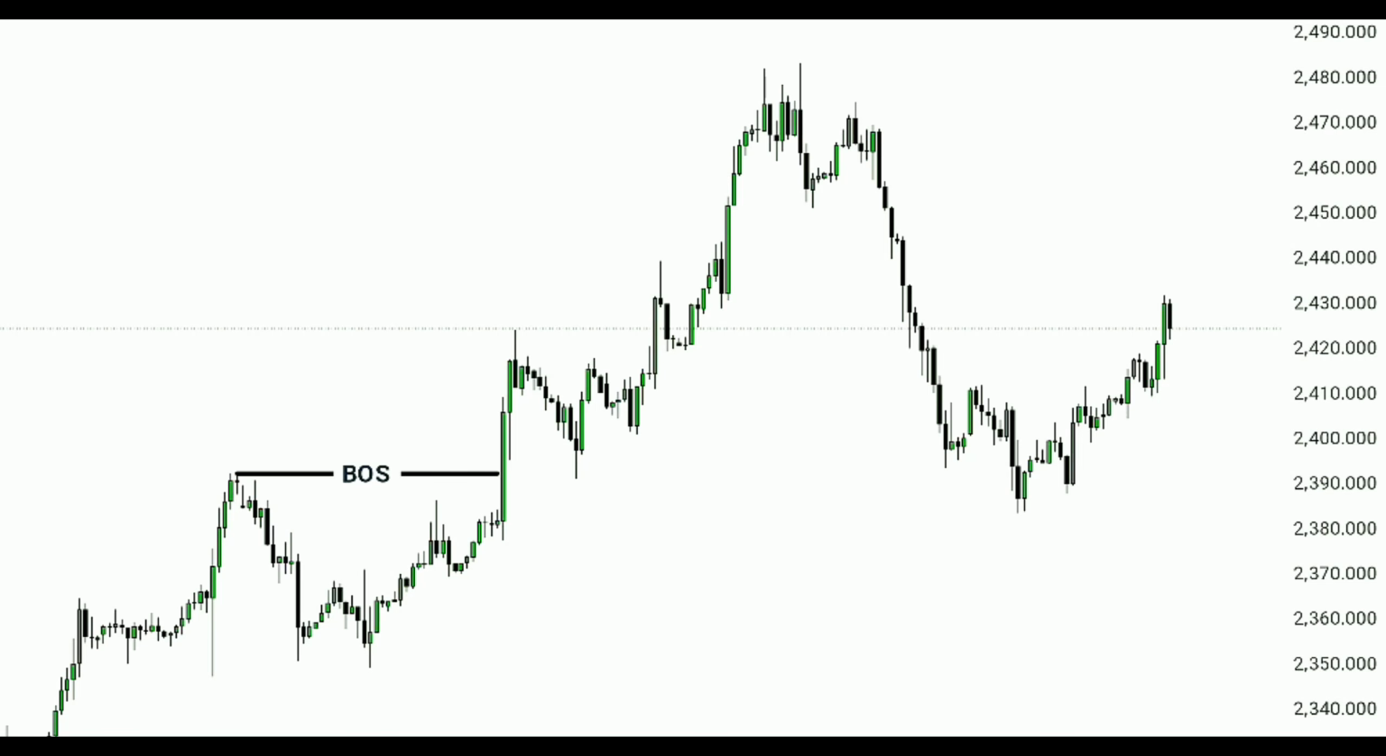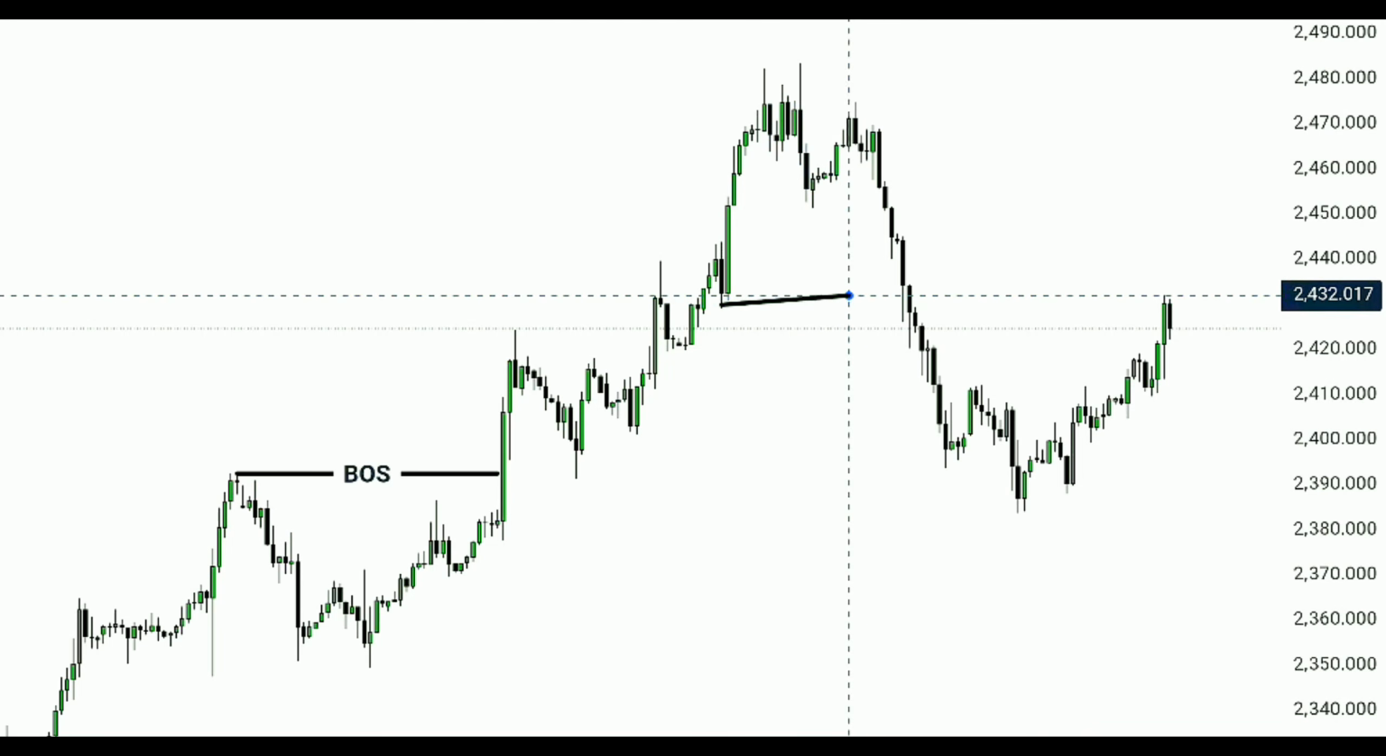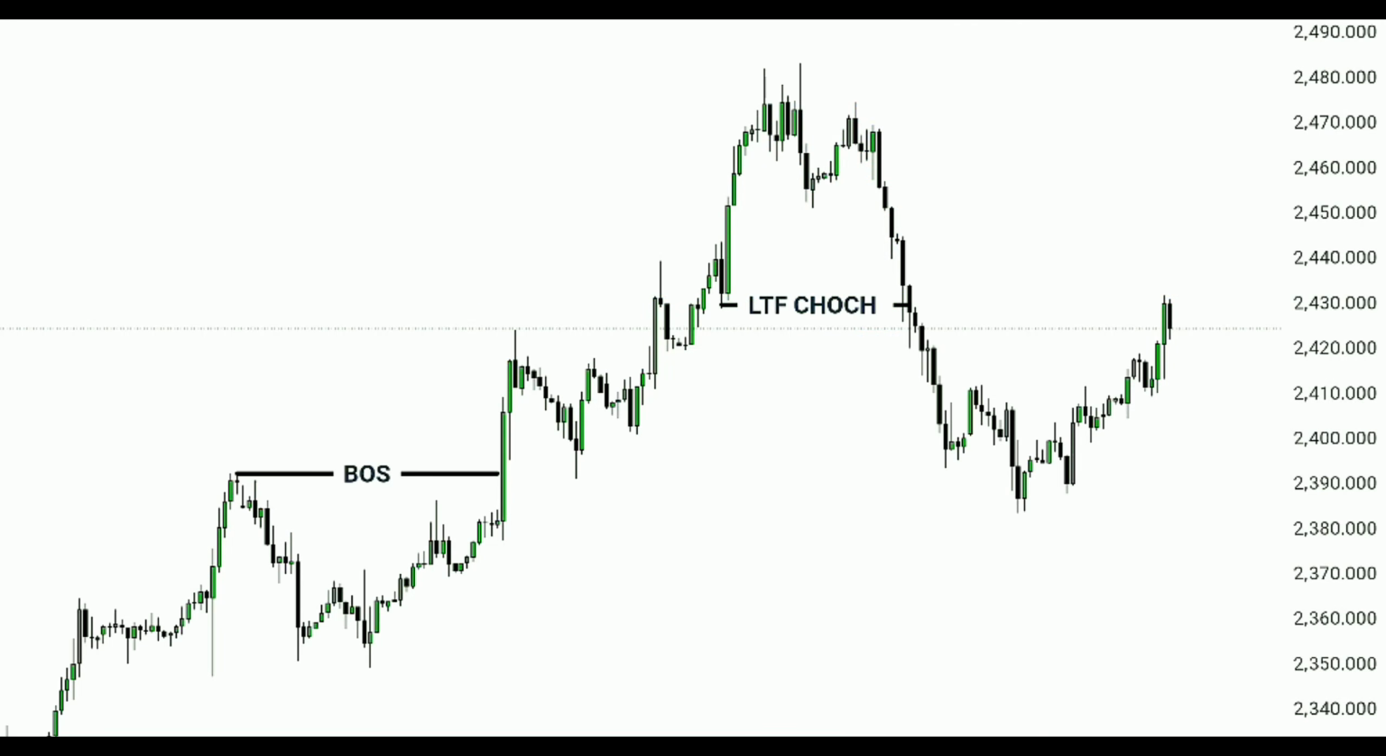After the market moved up and broke structure, price started slowing down near the highs. Instead of continuing higher, it formed a lower high and then broke a recent short-term low. That shift is called a low time frame change of character. A low time frame change of character happens when the market stops making higher highs and higher lows on a smaller time frame and begins to move in the opposite direction. It is an early warning that momentum is changing.